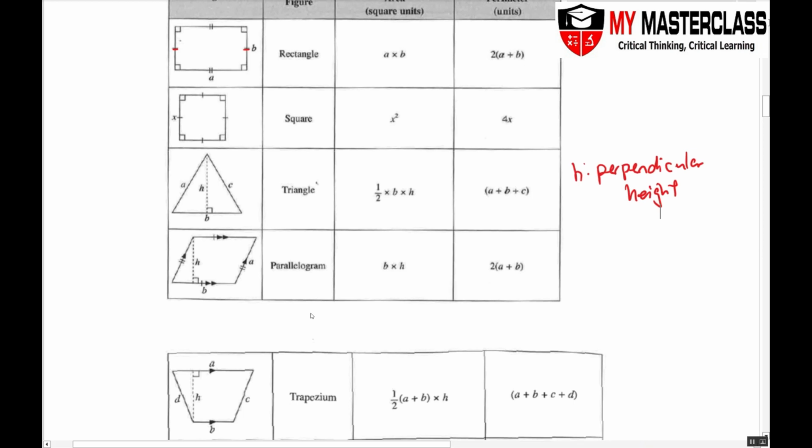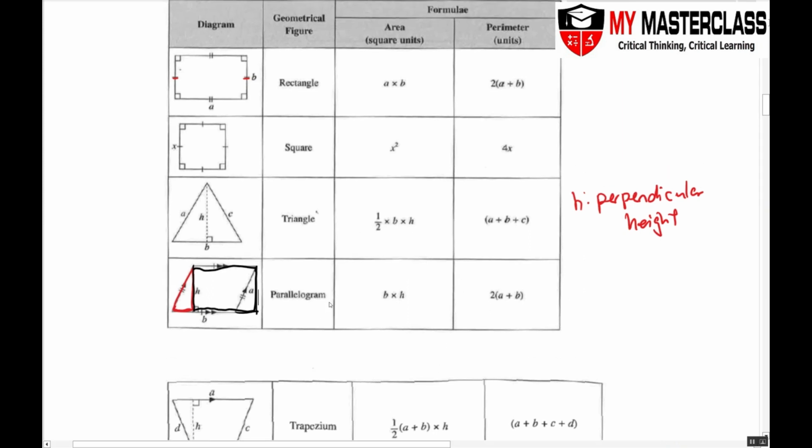Why? Because if you can imagine this triangle here that I'm drawing out, and I replace it with this triangle here, which is equivalent to it, essentially what you are looking at is a rectangle as well. That is why the formula of the area is base times height. Essentially it's length times breadth of a rectangle, just that now the parallelogram is presented in a different form.